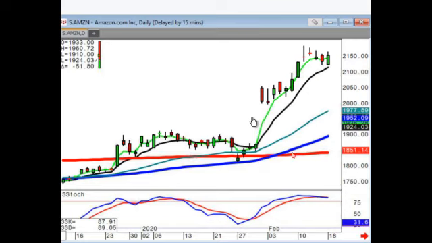So a lot of people say, well, why don't you use the 200 and the 50 exponential moving average instead of the simple? Because we're not using those moving averages. We're seeing what everybody else is using and what they're doing at those levels.